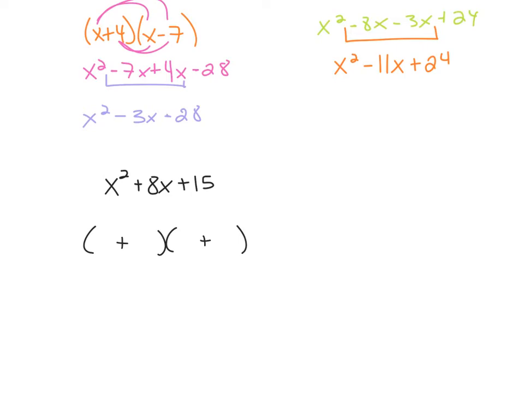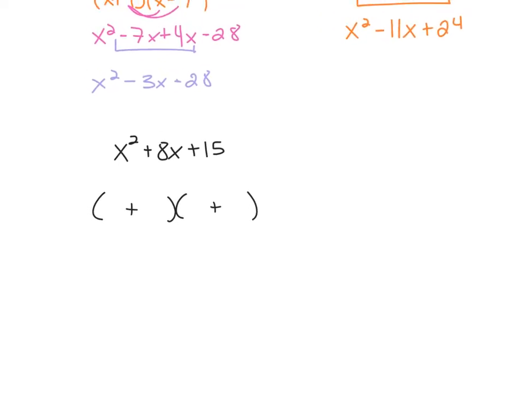All right, now in the front here, I need two things that multiply for x squared. Well, most of these are going to be pretty easy in this case because this is just x times x. Okay, now in the back, I need two things that are going to multiply to give me that 15, but they also have to combine to give me 8x.